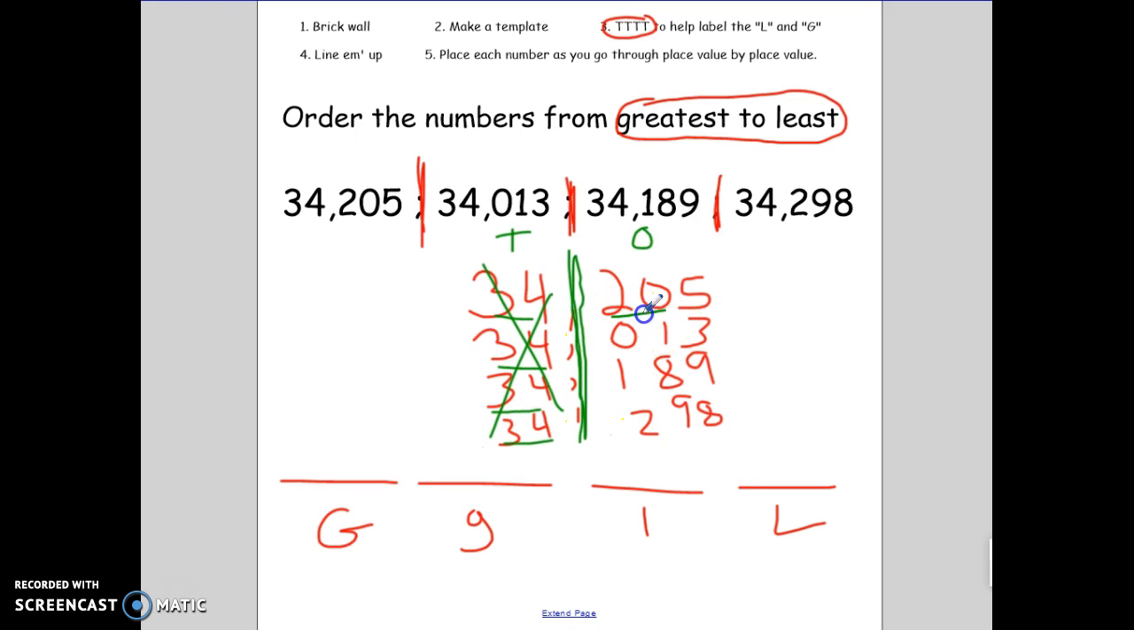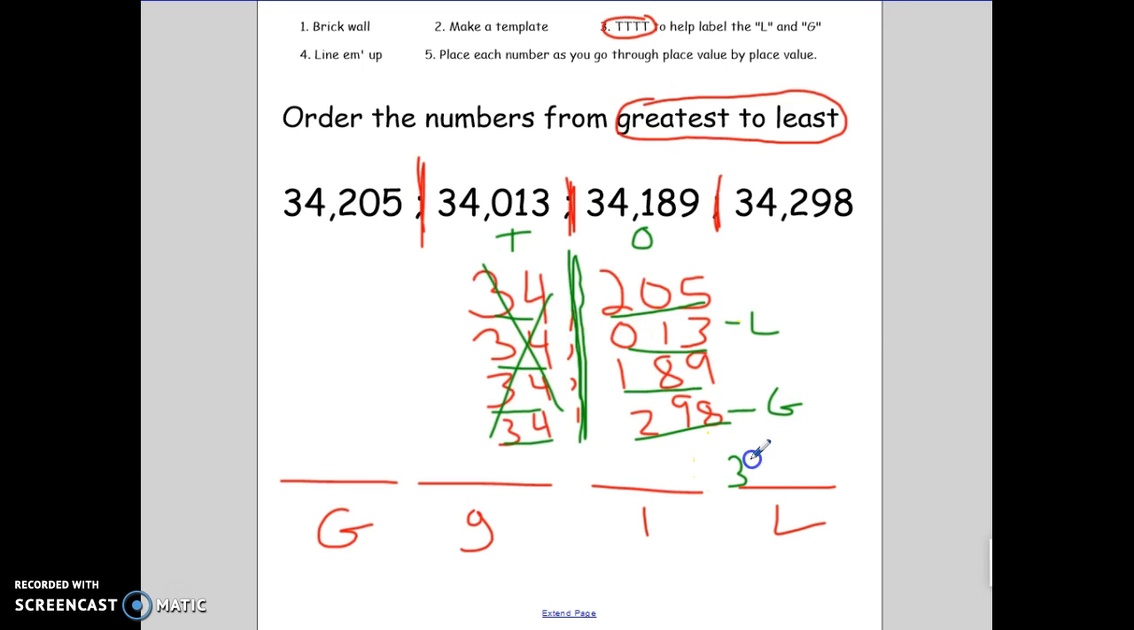But if you look here, I have 4 different numbers here. And I want to see if any of them stand out to me. Like I can look, and 13 is definitely the least of all of them. So this is going to be the least. And when I look, 298 is greater than the other 2. So this one's definitely going to be the greatest. So I'm going to go ahead and fill those in.